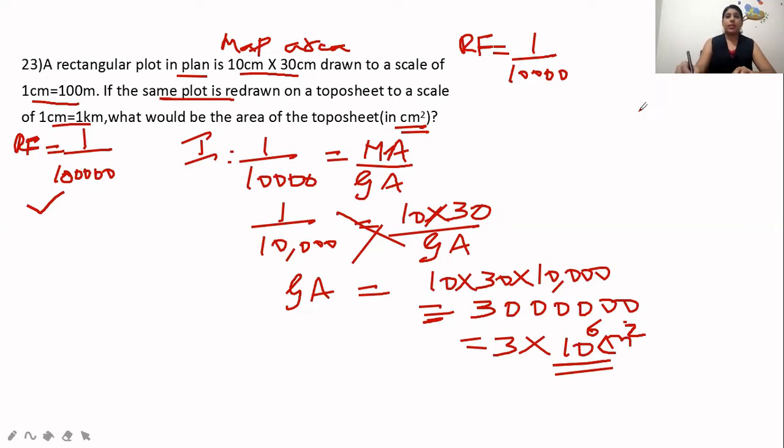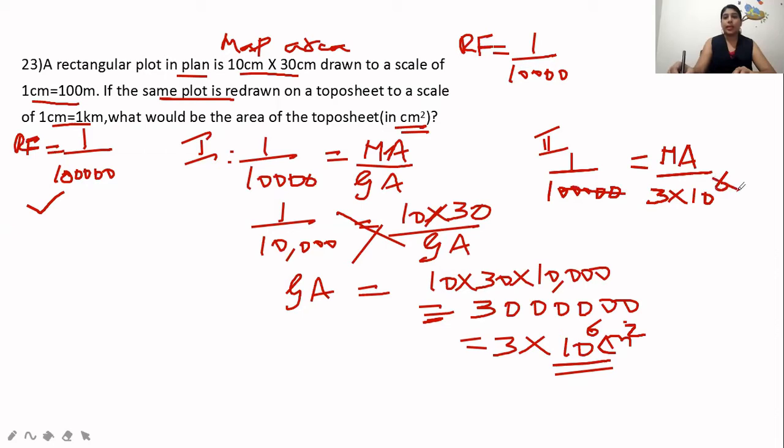So what will we do next? Second case, we are going to insert: RF 1 by 1 lakh is equal to map area divided by the ground area now obtained, 3 into 10 raised to 6. Here it is 10 raised to 5 and here it is 10 raised to 6, so obviously 5 zeros will cancel and we will have only 1 zero left here. So what is the map area actually? The map area will be 30 centimeter square. So this is the answer.